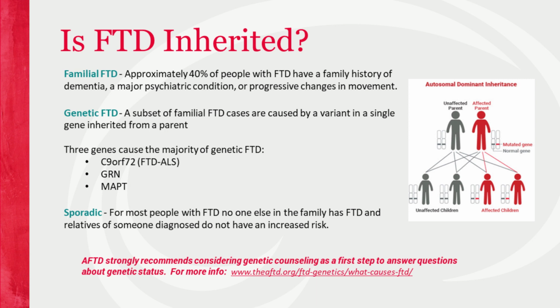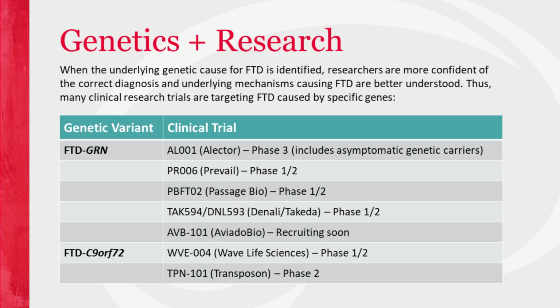Three genes cause the majority of genetic FTD, and these include C9orf72, which is the most common gene associated with hereditary FTD as well as ALS, GRN, or the progranulin gene, and MAPT, or microtubule-associated protein tau. Variants in other genes have also been described, such as VCP and FUS, but they're much rarer than the three mentioned above. In most cases, FTD is a sporadic condition where there's no known family history of dementia or a neurodegenerative disease.